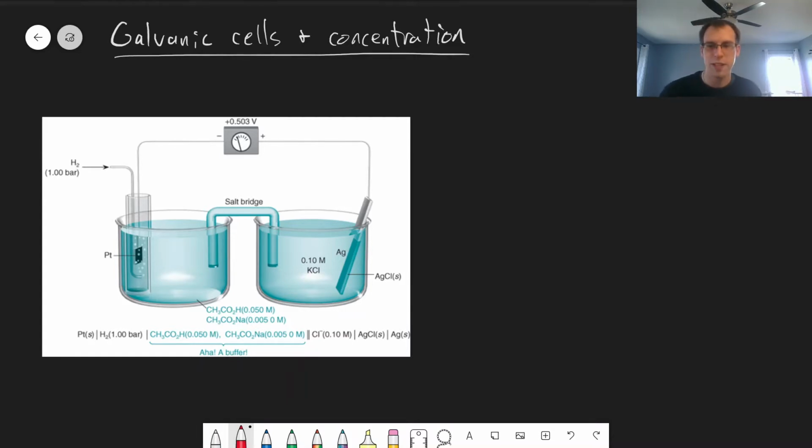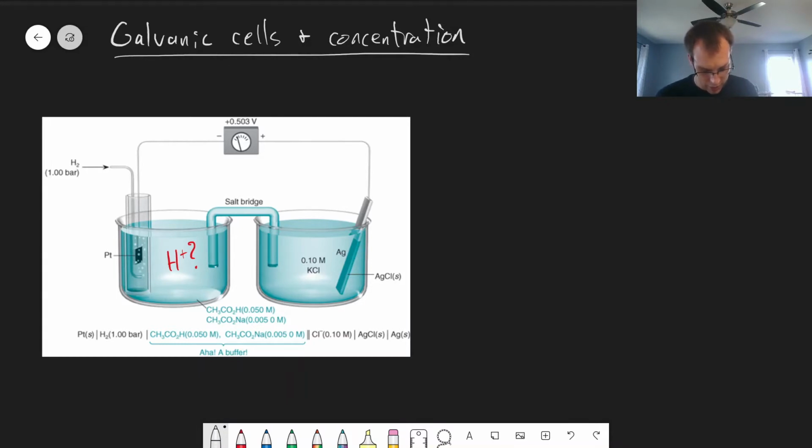And the idea here is that we have set up a galvanic cell where we know everything except for one concentration. And using the Nernst equation, we can find that concentration. In particular, the concentration we're interested in is the concentration of H plus on this left-hand side. So what's going on here in terms of the electrochemistry?